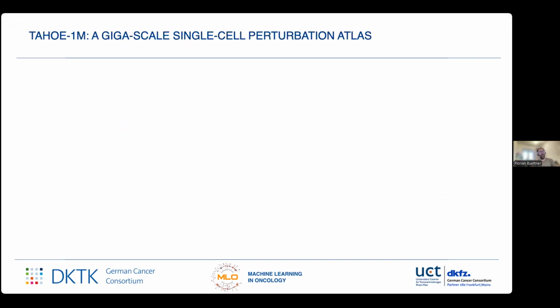Because it scales so nicely, we thought we'd also have a go at the Tahoe 100 million data set, this giga-scale single-cell perturbation atlas, where now perturbations aren't CRISPR knockouts, but they're drugs. And so what I'm showing you here is a subset of 1 million, but we also have now run it on the full 100 million data set. We just need to update the results a little bit.